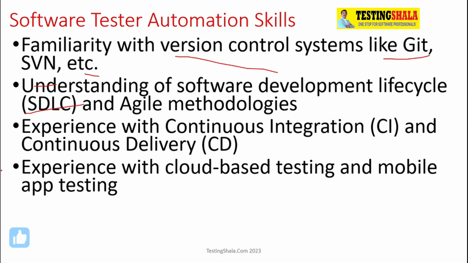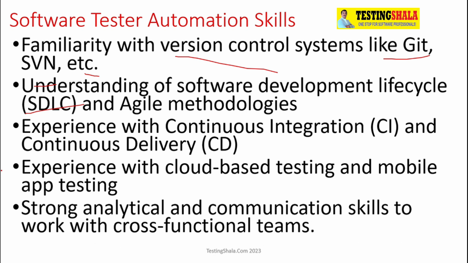And the last one is, you should have strong analytical and communication skills, and also a good understanding, and you should be able to work or gel with various cross functional teams in order to get things done. These are some of the key skills you must have in order to become a successful software automation tester.